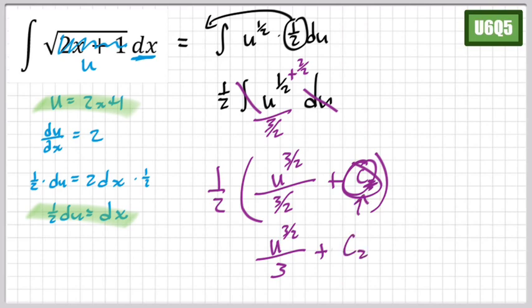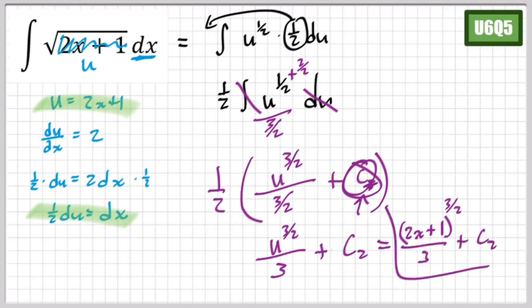All right, so my answer is almost done. I have to take out the u first. I got to take u out. So I have 2x plus 1 raised to the 3 over 2, divided by 3, plus c sub 2. Or you just write c. It doesn't need to have the sub 2.